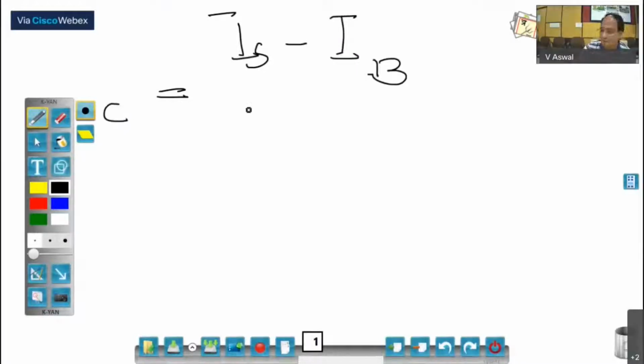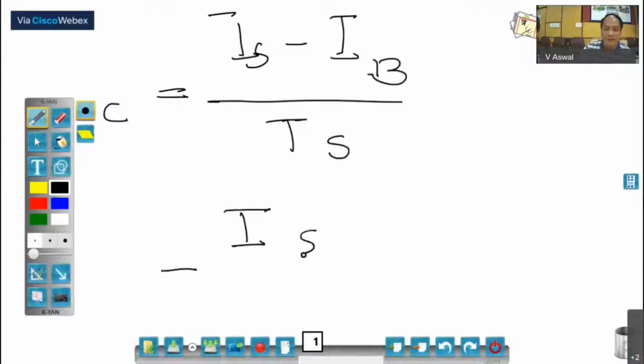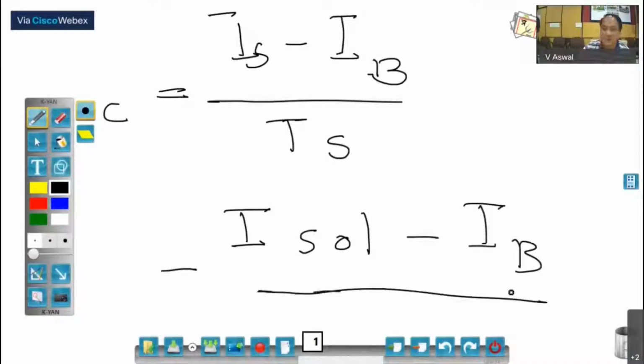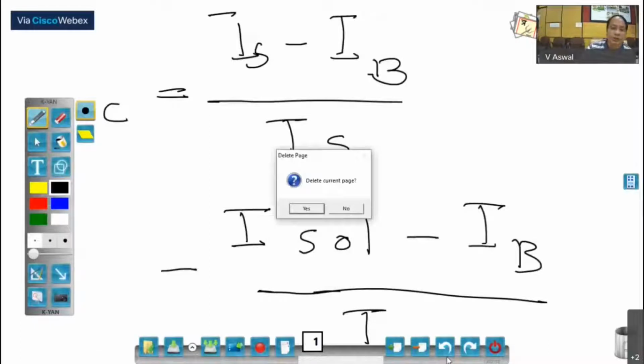You can have the transmission of the sample. So this is one term. And then you will have another term which will get subtracted from this term. That will be the solvent you measure, minus again the background, divided by the transmission of the solvent. So this will correct for, this will be IC.